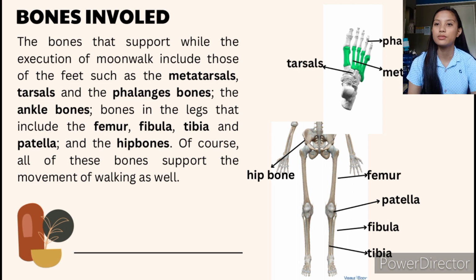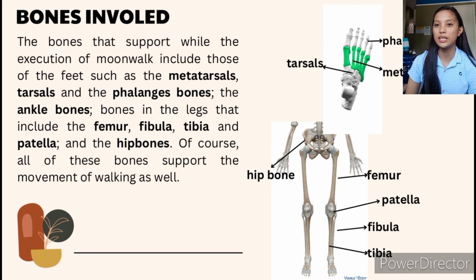Next is the femur bone. The femur is one of the strongest bones in the human body and connects the hip bone to the knee bone. This provides the necessary support to the leg executing the dance moves. Next is the patella. The patella bone is commonly known as the kneecap. It serves to protect the knee joint and acts as a mechanical bearing for the quadriceps muscles.